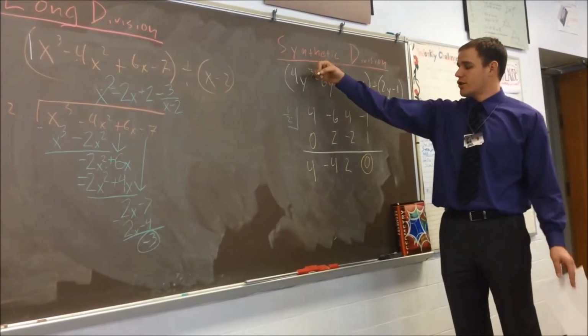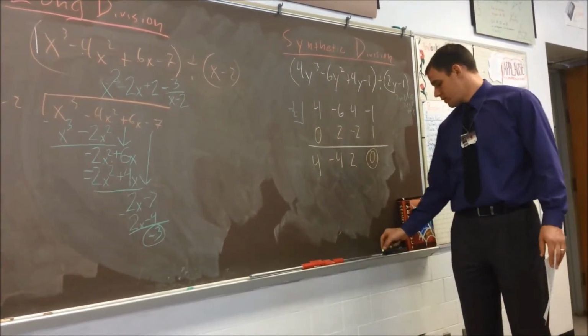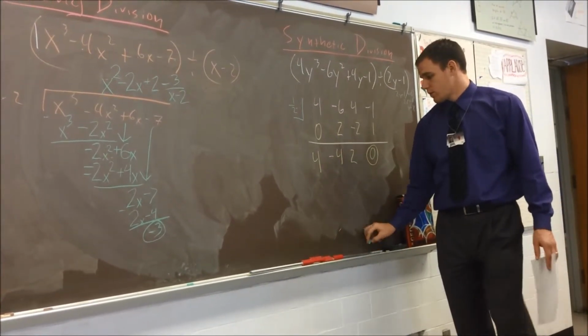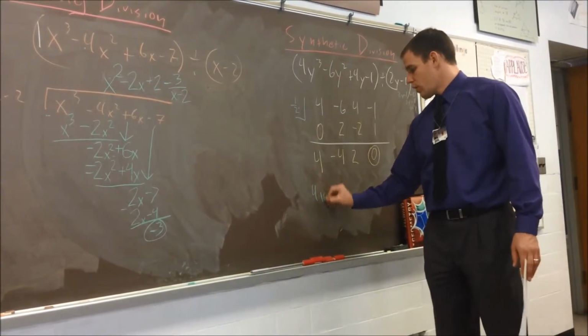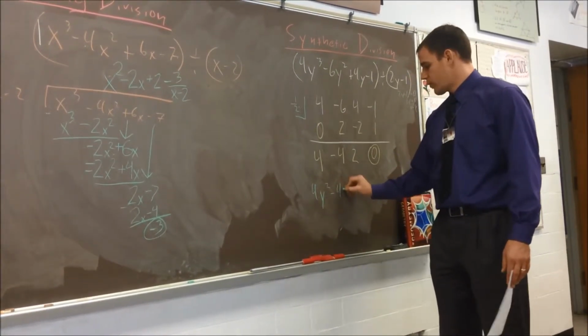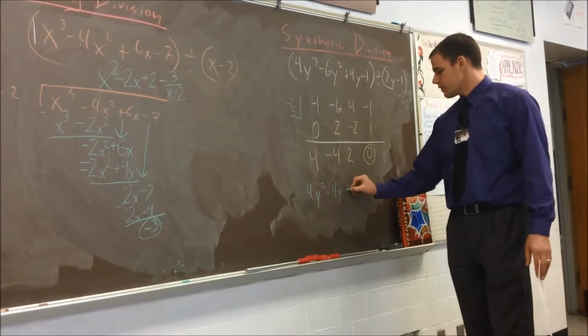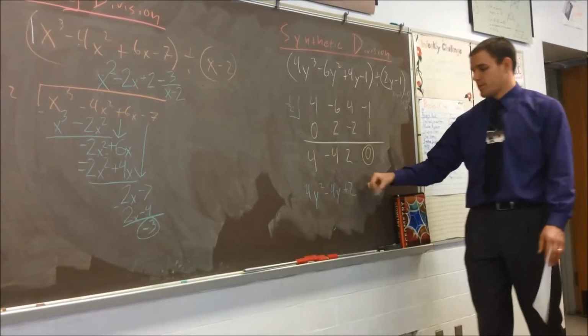So it was y cubed. Now it's going to just become 4y squared minus 4y plus 2. No remainder at the end.